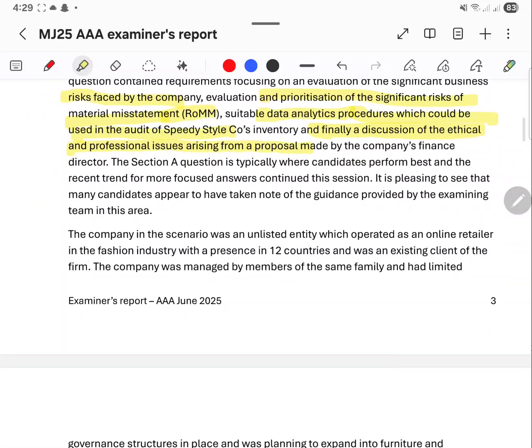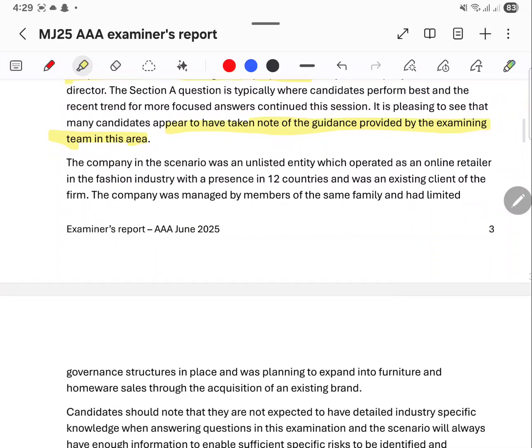The Section A question is typically where candidates perform best, and the recent trend for more focused answers continued this session. It is pleasing to see that many candidates appear to have taken note of the guidance provided by the examination team in this area. Thumbs up.